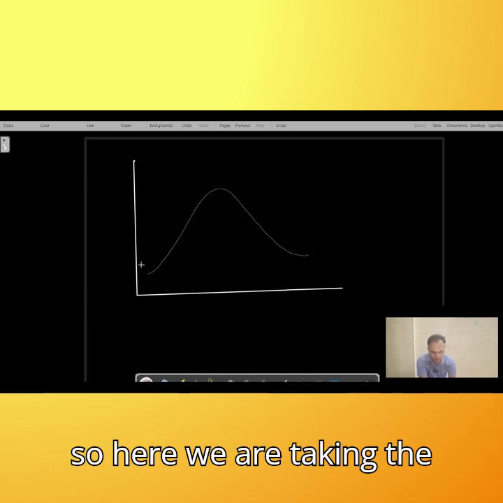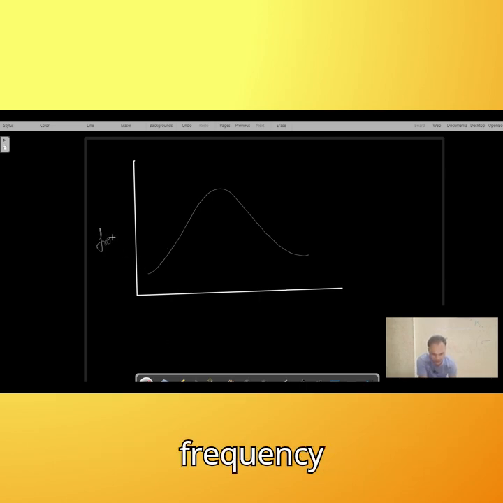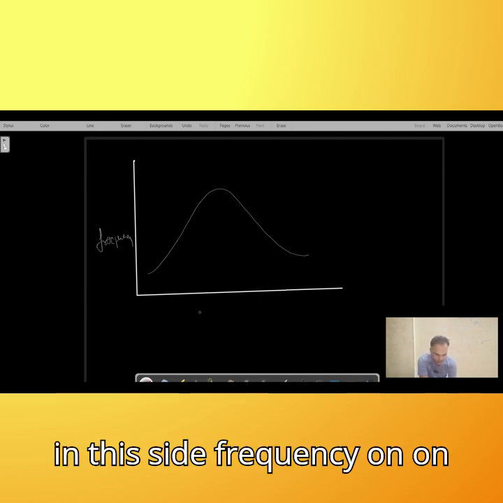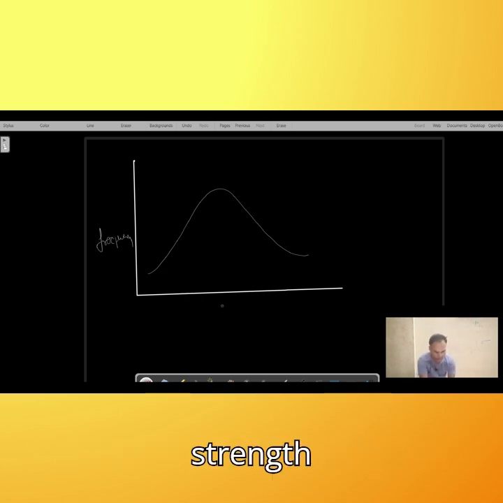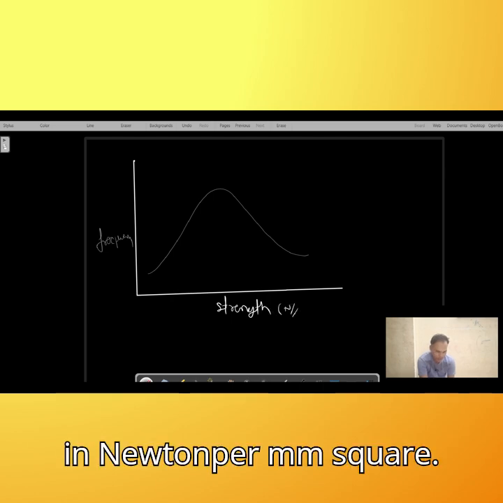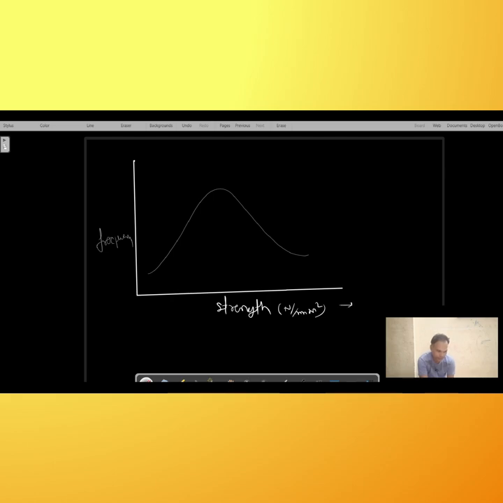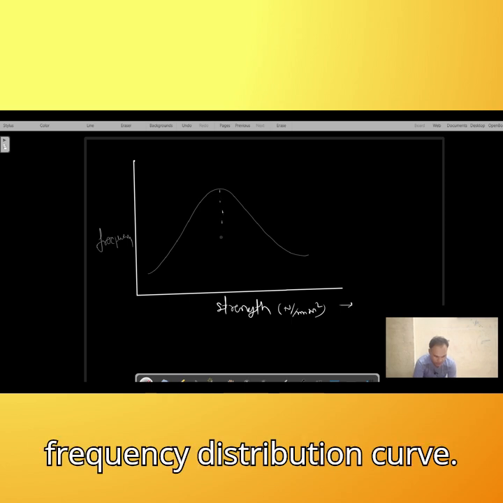This is the frequency distribution curve. On this axis we are taking the frequency, and on the x-axis we are taking the strength in Newton per mm square. So this is nothing but the frequency distribution curve.